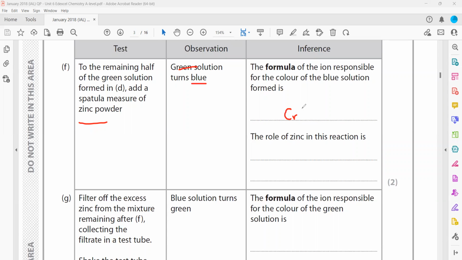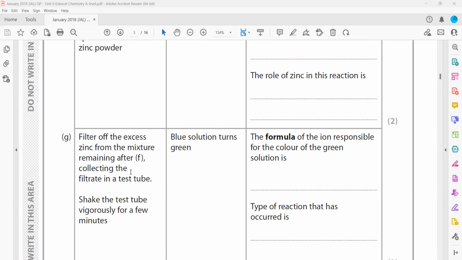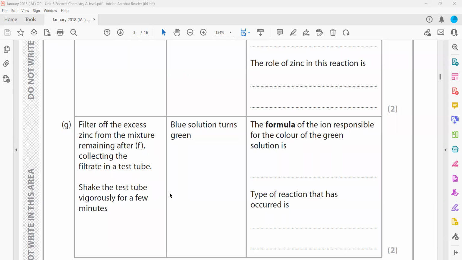So the ion responsible for the color of the blue solution is chromium 2. And what is the role of zinc? Zinc is acting as a reducing agent. Then filter off the excess zinc. After collecting the blue filtrate, shake the mixture vigorously, and the blue solution turned green.